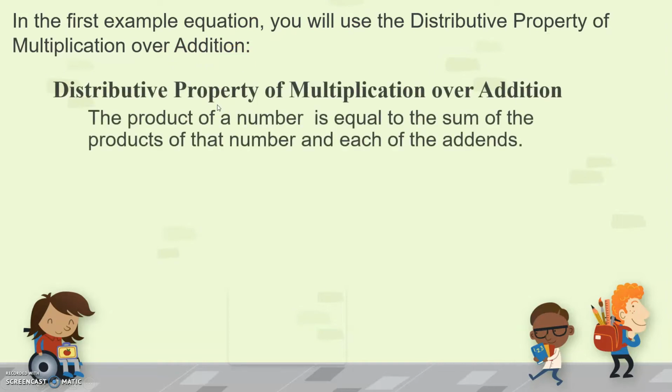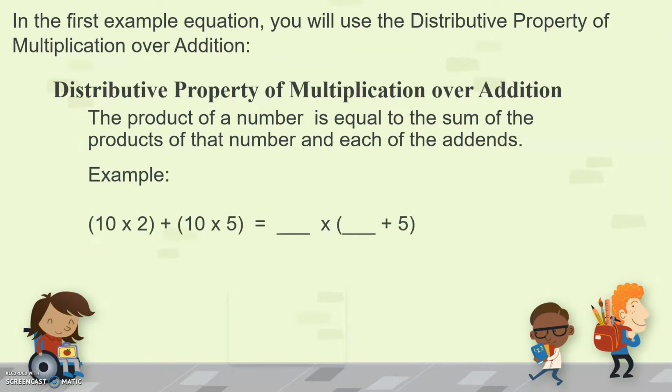So, number 1, itong distributive property of multiplication over addition. Ano ba tong property na to? The product of a number is equal to the sum of the products of that number and each of the addends. So, let me give you an example. Ayan. So, ito yung example natin kanina. 10 times 2 plus 10 times 5 equals blank times blank plus 5. So, tingnan nyo maigi yung itsura or paano ginawa yung distributive property.